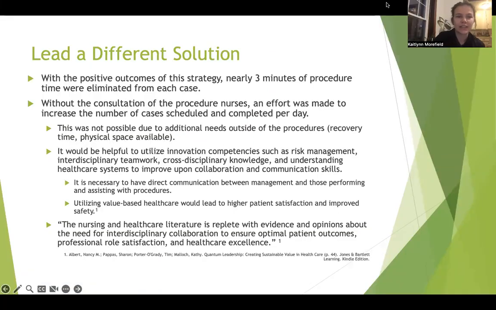So based on this initial lean solution, some additional techniques can be employed going forward. So this had a positive outcome. Nearly 3 minutes of procedure time were eliminated from each case, which is great. Patient safety was improved, efficiency was improved, but there was a lack of consultation with the procedure nurses, the radiology technologists, the clinicians that were actually doing the procedures.